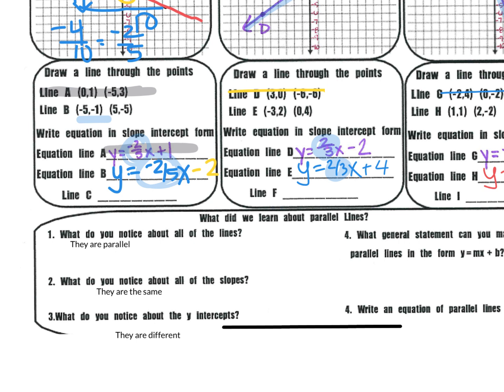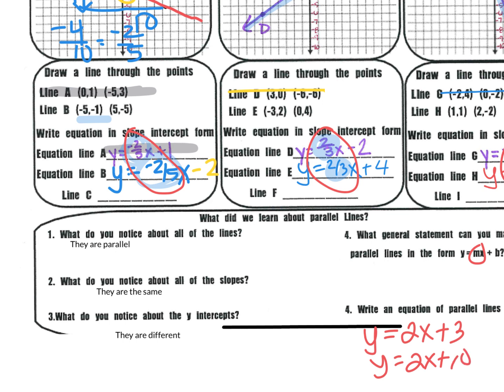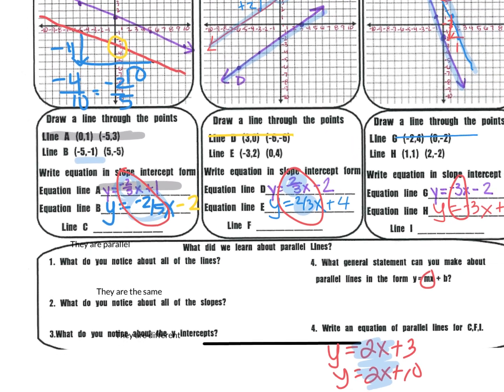So what general statement can you make about parallel lines in y equals mx plus b? Well, we can make the statement that if two lines are parallel, they are going to have the same slope. Okay, so I'm going to let you write that part out. And if I gave you an equation of y equals 2x plus 3 and y equals 2x plus 10, I would know that these two lines are parallel because they have the same slope. All right, so parallel lines have the same slope. Parallel lines never touch, and if they're following the same path, those two lines are never going to touch.